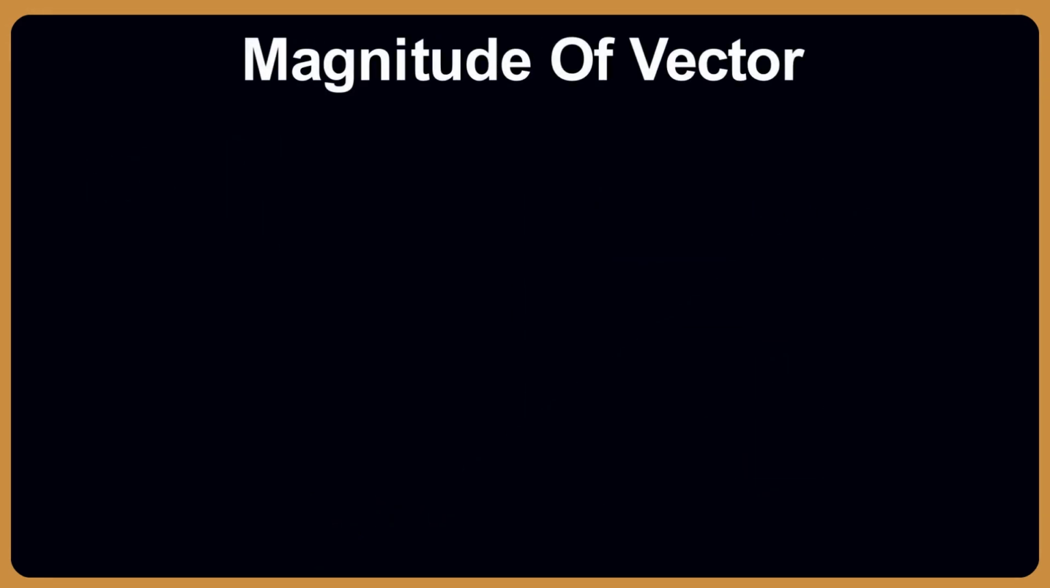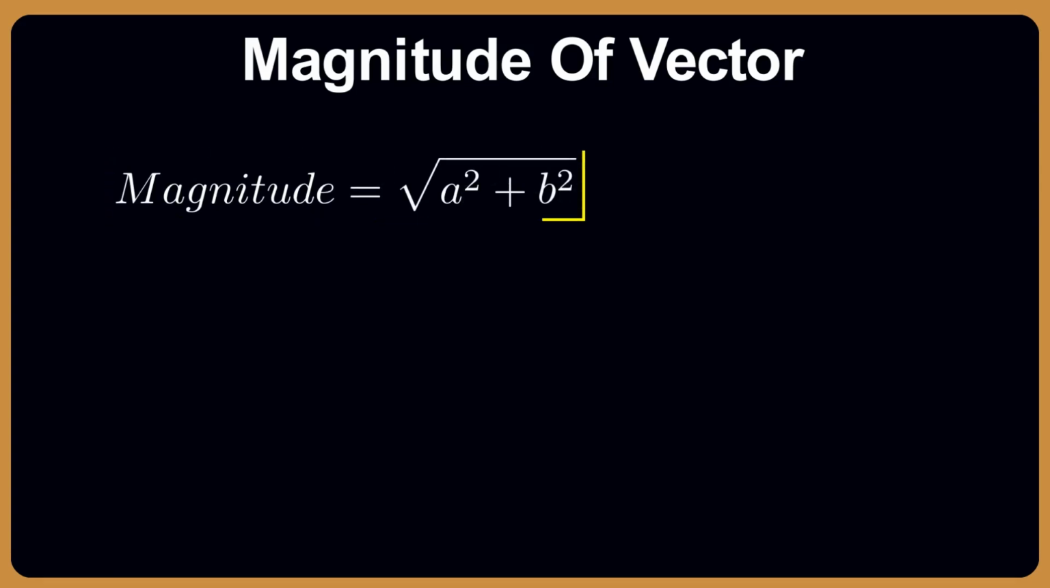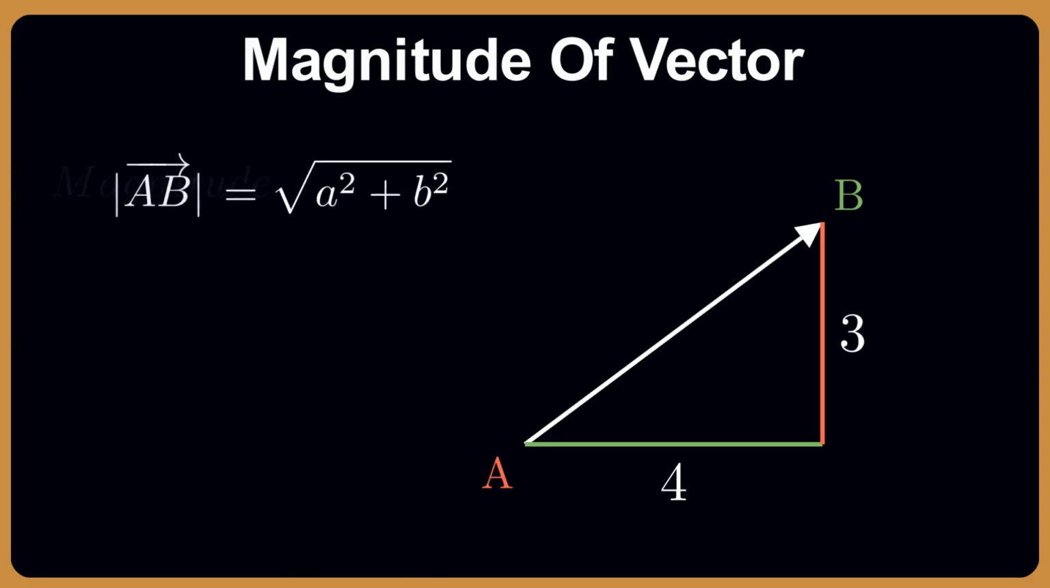The magnitude of a vector is calculated using the Pythagorean theorem, a squared equals b squared plus c squared. We can rearrange this equation to get the formula for the magnitude. Take this vector as an example. By applying the formula, we get the magnitude of AB equals 5.